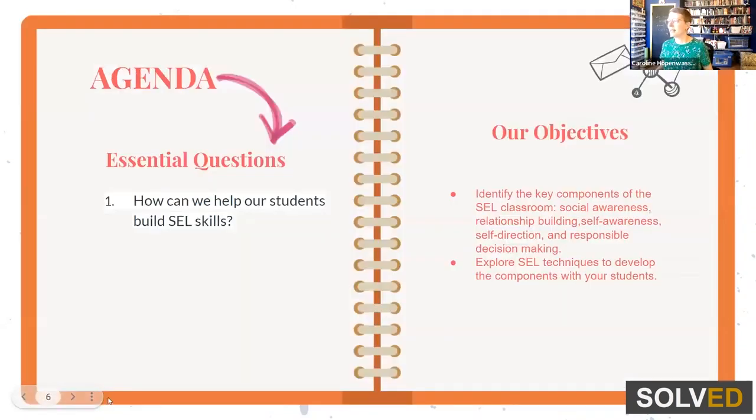So let's look at our agenda. Our essential question today is one big question. How can we help our students build their social emotional learning skills? And we're going to do that through identifying the key components of the SEL classroom and then explore different techniques to develop those components. So it's very simple sounding, but we know that's very complex overall.